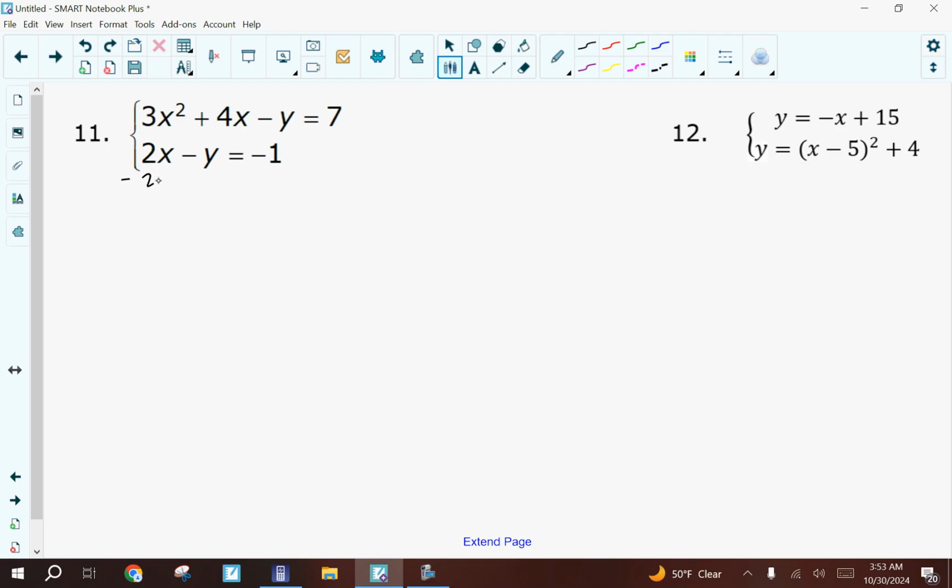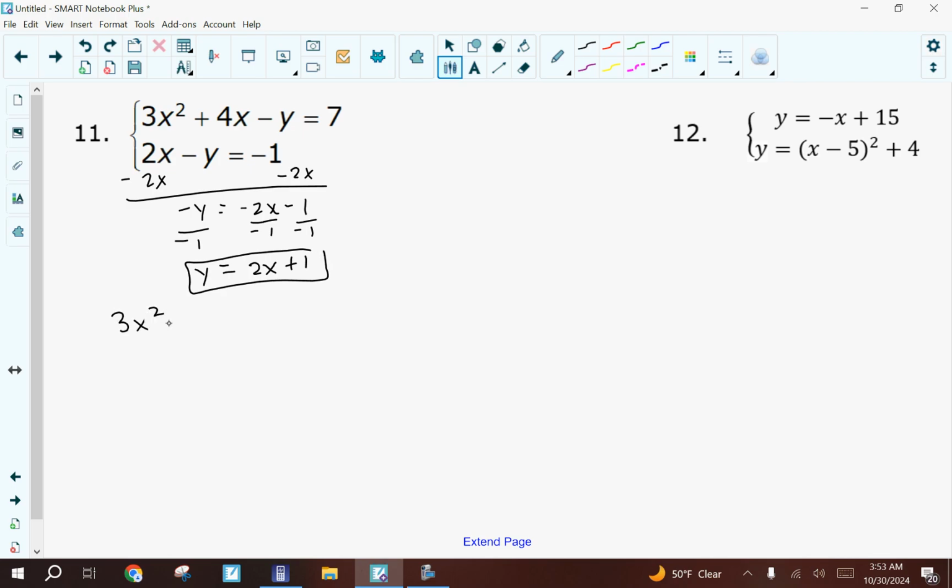Okay, this one looks like the one we just did. So I'm going to subtract 2x. -y equals -2x minus 1, divide by -1. So y equals 2x plus 1. There's one answer. Then I'm going to do the other one.